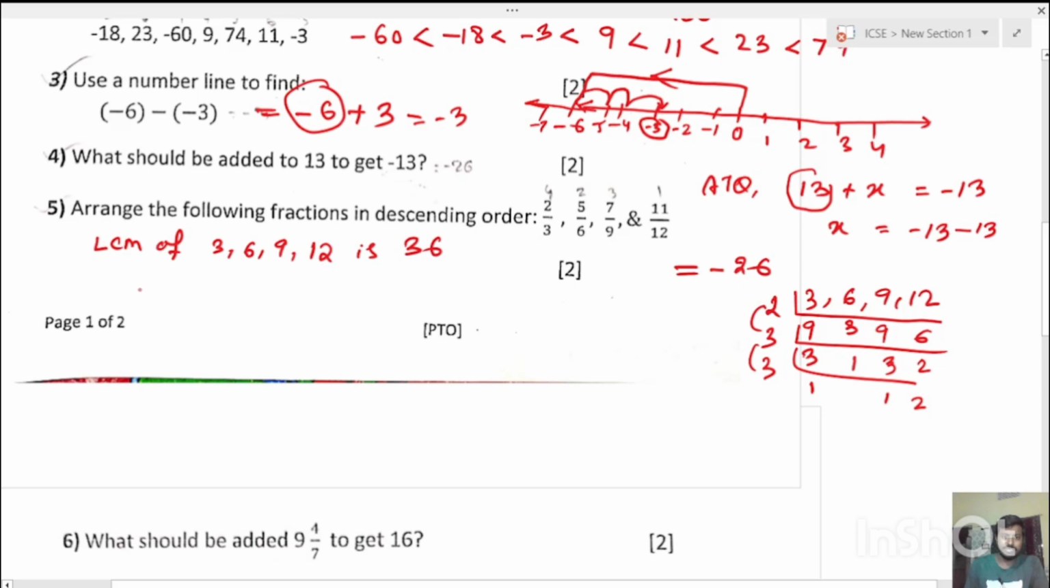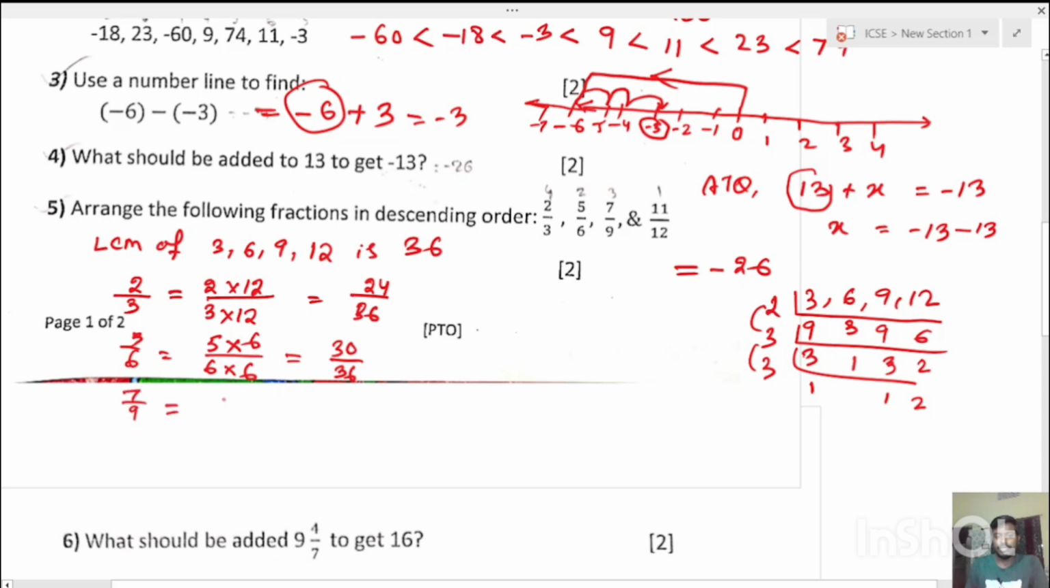So the LCM is 36. So first we write the first fraction, that is 2 by 3. Then equal to, convert the denominator into 36. So 3 into dash is equal to 36. 12. So we multiply by 12. So also multiply the numerator by 12. So 12 2s are 24. The first fraction becomes 24 by 36. Okay. The second fraction, that is 5 by 6, is equal to 5 into dash and 6 into 6 equal to 36. So also we multiply 6 in the numerator. So that's why the answer is 30 by 36. Okay. Now again, the next fraction is 7 by 9.